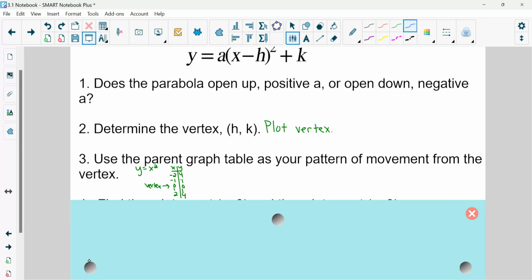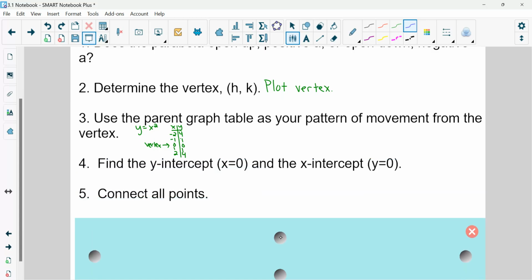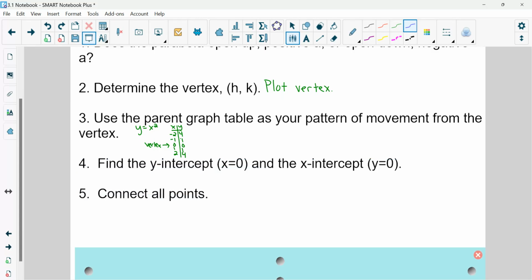All right, and then once you have that, we're going to look at our x and y intercepts. Find them if they're not plotted already. Remember, to find the y-intercept, you set x equal to 0, and to find the x-intercept, you set y equal to 0. And then you just connect everything together that you have plotted.